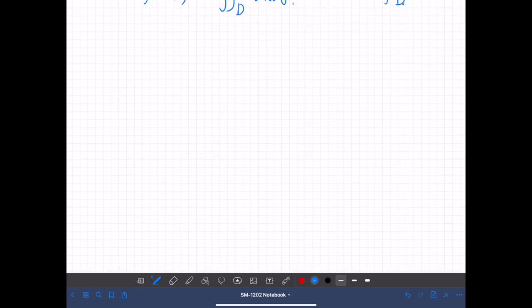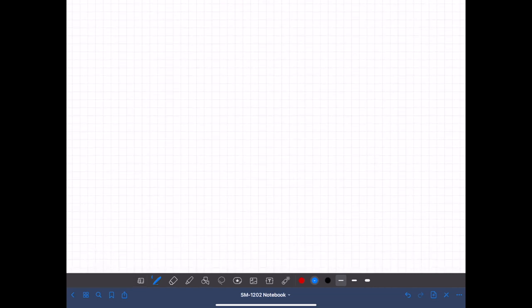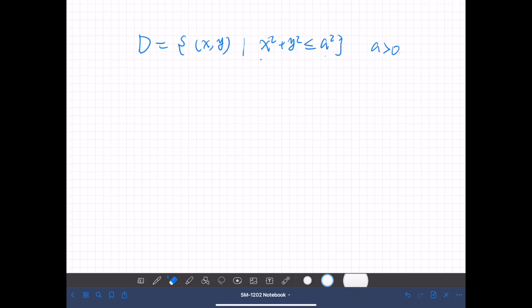Let's see an example. Say we have a bounded closed region defined by this set of x, y such that x squared plus y squared is less than or equal to a squared. So this is a circle with radius a, suppose a is positive, centered at the origin. So the area of this region can be calculated by this integral.